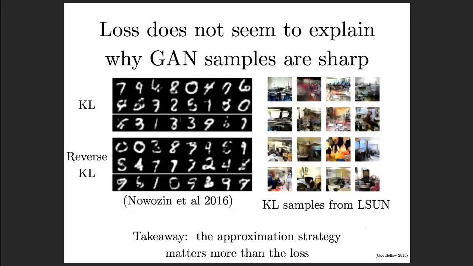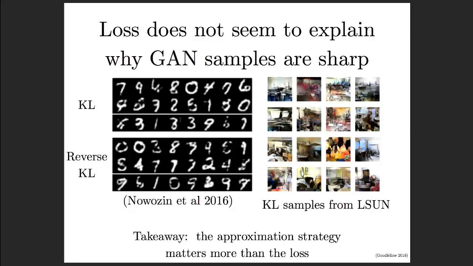My interpretation of this is that it is the approximation strategy of using supervised learning to estimate the density ratio that leads to the samples being very sharp, and that something about the variational bound is what leads to the samples for the VAE being blurry.